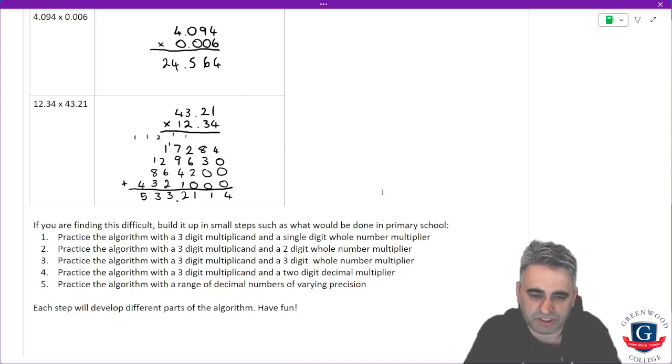So start with a 3-digit multiplicand and a single-digit whole number. Then do it with 2-digit whole numbers, then with 3-digit whole numbers, and then with 2-digit decimal numbers. And if you practice it with a range of decimal numbers after that of varying precision, you should be okay. It won't happen overnight, but you will get better at it. And then any time that you get hit with a multiplication sum in a non-calculator section, you'll be all right. Or otherwise, you'll be just giving these marks up on every test that the sums become a little bit difficult.